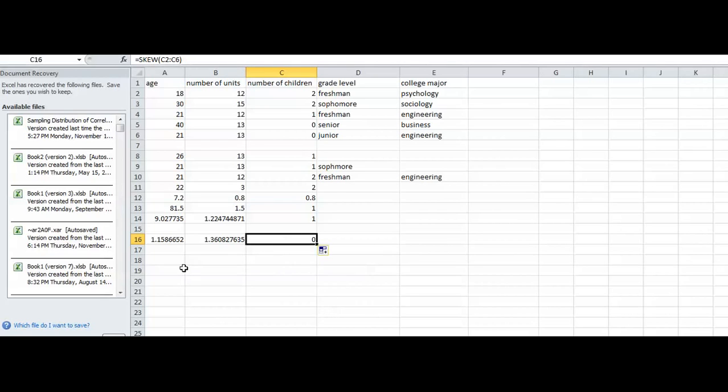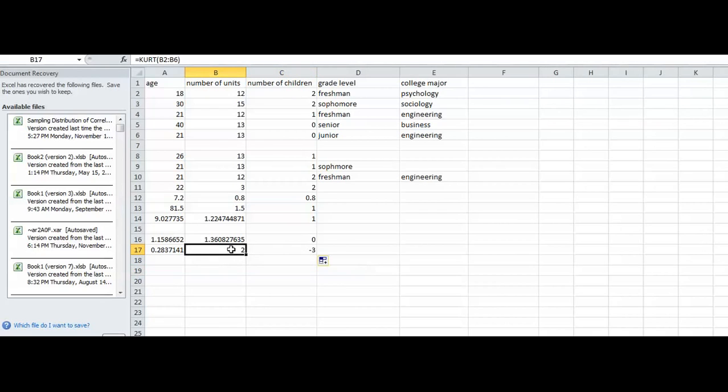And what about kurtosis? I said that all three of those histograms were pretty flattened out, so I was thinking that they would all have more of a negative kurtosis. So let's see if these kurtosis values come out to negative numbers. I type in equals KURT for kurtosis. So it's actually close to 0. It's slightly positive for the age column. Number of units actually has a high positive kurtosis, and number of children has a pretty low negative kurtosis.